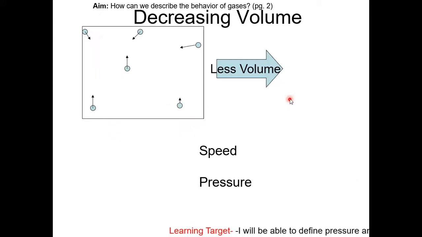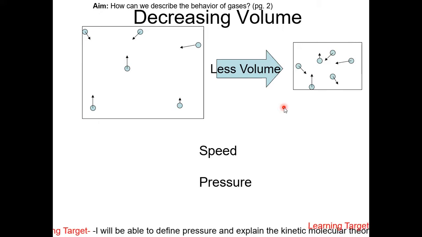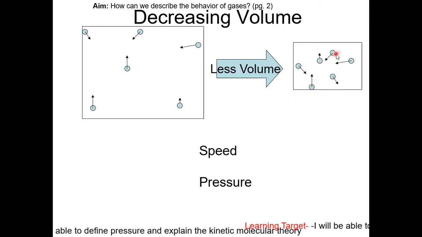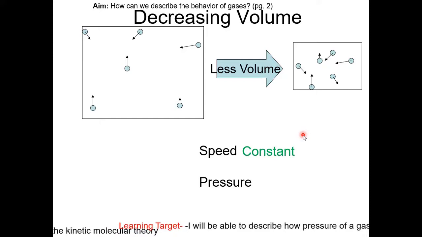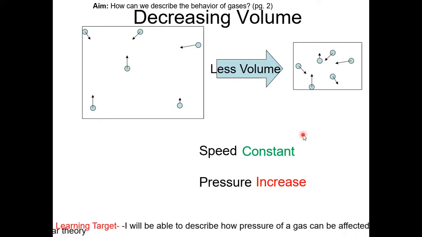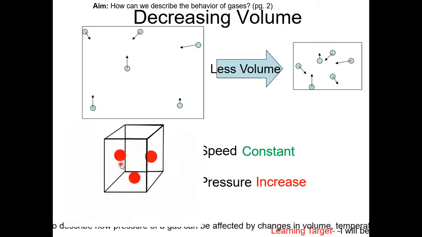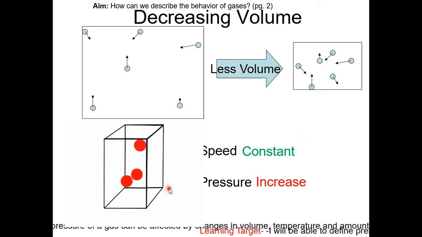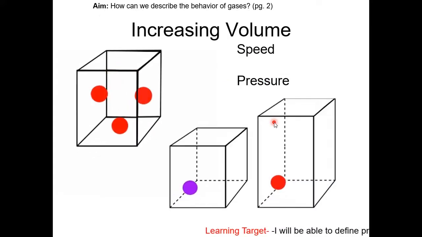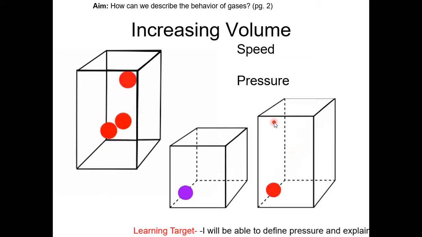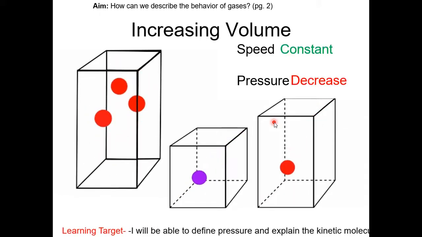In the next scenario, we're going to decrease the volume of the container. Notice we have the same number of gas particles, so the speed of the particles will be constant. The pressure will increase because the particles will be hitting the container more often in a smaller space. Here's a GIF to demonstrate that. If we increase the volume, we'll get the opposite effect. The speed will remain constant and the pressure will decrease.